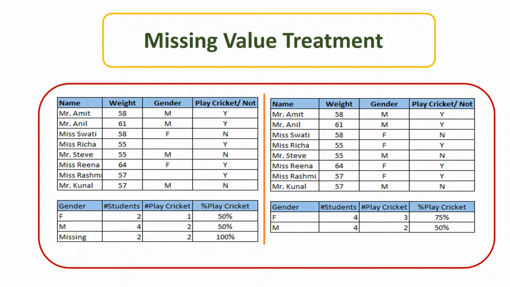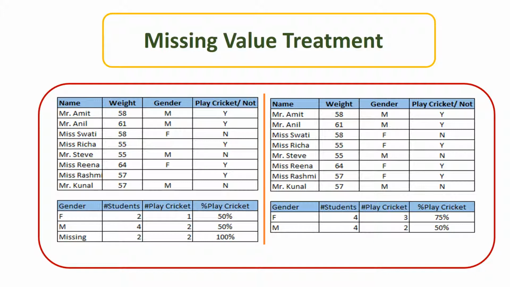The first spreadsheet contains missing values. With the missing values, we find at the bottom that the number of male students who are playing cricket is higher than the number of female students. But when we impute the data with the proper strategy in the right spreadsheet, we find that the number of female students playing cricket is higher than that of male students. So this kind of influence missing values can have.